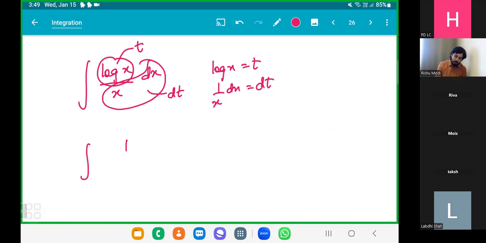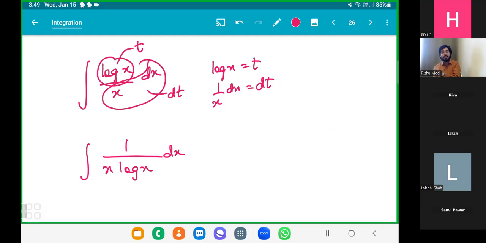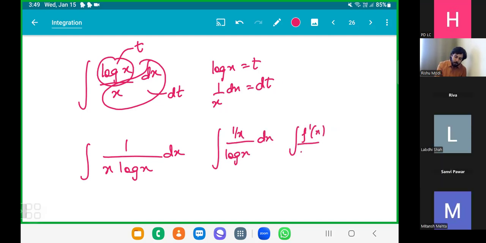Had the question been 1 upon x log x, still my substitution would have been log x only. Because the derivative of 1 upon x will not give you log x, but the derivative of log x will give you 1 upon x. Here I can use the property also, f dash x upon f of x. I can use this property and get the answer straight away, log of denominator plus c. Right, so this is the part. Okay, are we clear with that?